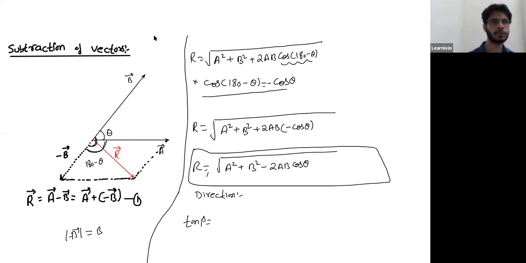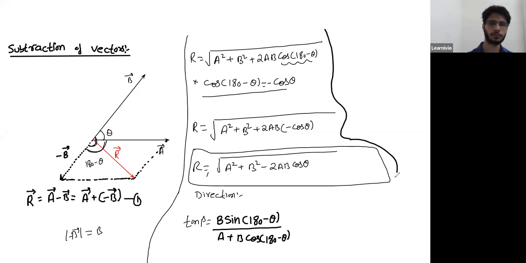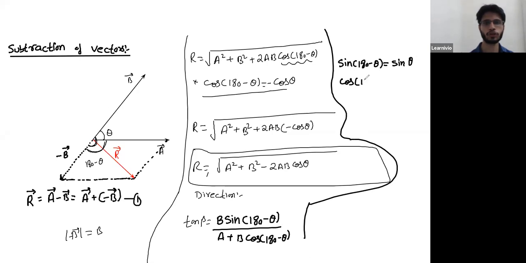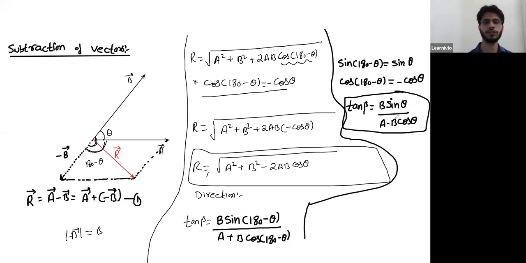So tan beta is B sine 180 minus theta over A plus B cos 180 minus theta. Sine 180 minus theta is sine theta. Cos 180 minus theta is minus cos theta. If I substitute all values here, then I would get tan beta is B sine theta over A minus B cos theta. This is the value of tan beta.